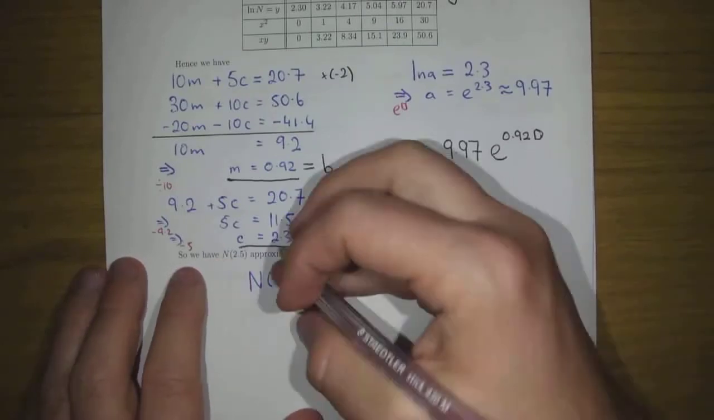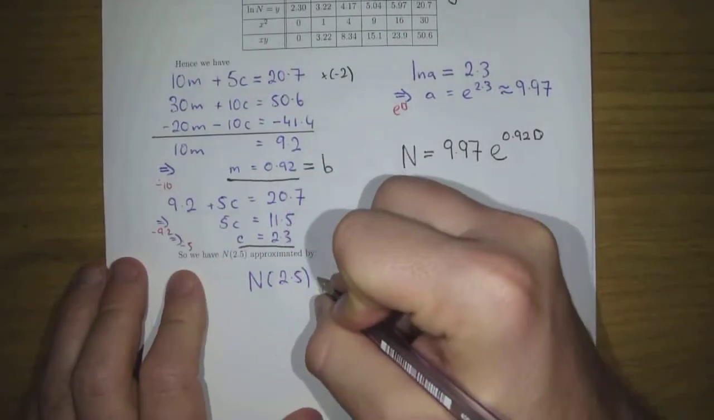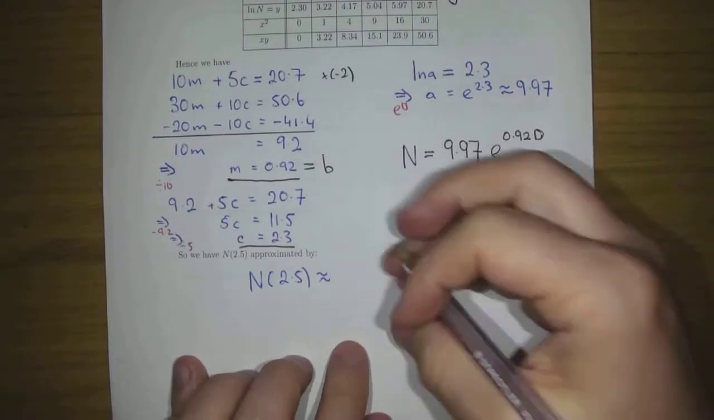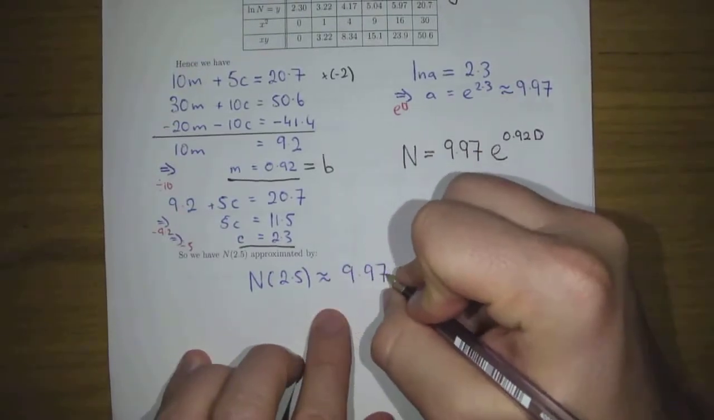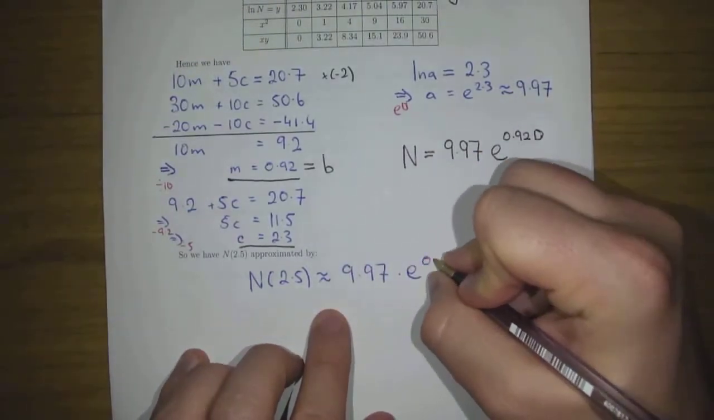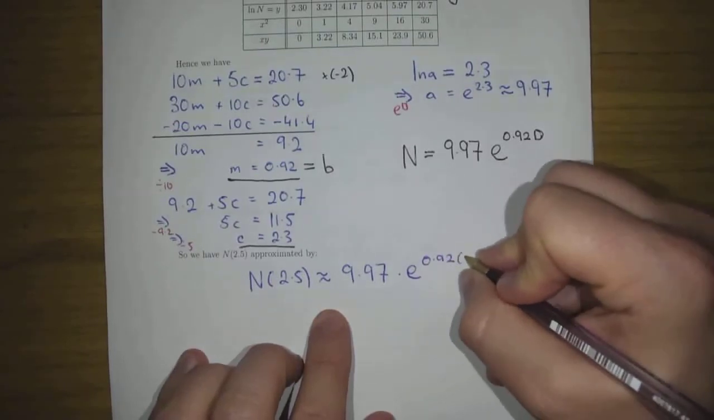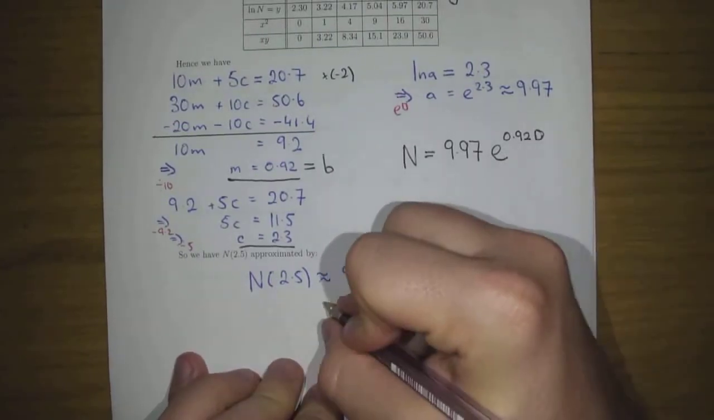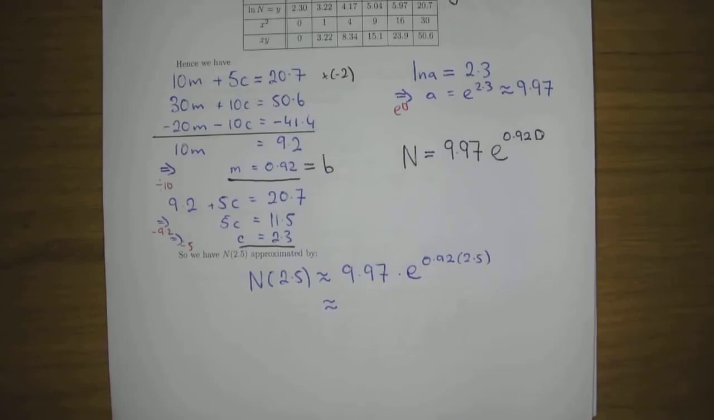So the number of blows to get to a depth of 2.5 should be approximately given by our model, 9.97 times e to the power of b times 2.5, and approximate this to three significant figures, and it's a number so we don't have units. 9.97 by e to the power of 0.92 by 2.5.